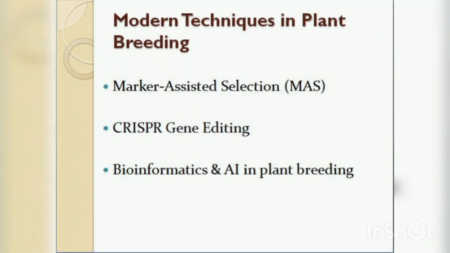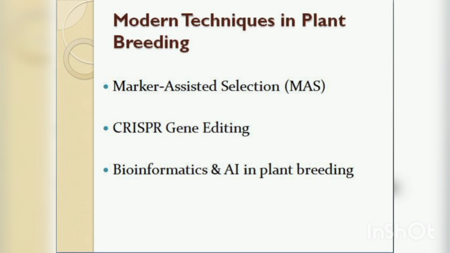Modern techniques in plant breeding. Plant breeding has advanced with modern scientific tools that make the process faster and more precise. Some of these include 1. Marker-assisted selection, MAS. Instead of waiting for plants to grow and mature, scientists can now analyze their DNA to identify the best candidates for breeding. This speeds up the selection process.